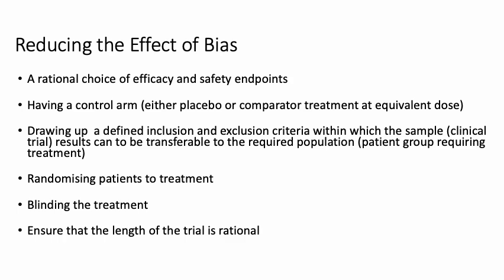An important part of clinical studies is reducing the effect of bias, and that can be done by a rational choice of efficacy and safety endpoints, having a control arm, either placebo control or comparator control, drawing up defined inclusion and exclusion criteria within a sample so that results can be transferred from the required population, the patient group requiring treatment, randomizing patients to treatment so that the decision about whether they should be in the comparator group or in the new treatment group is unbiased, blinding the treatment so the patients are not aware of which treatment they're receiving, and ensuring that the length of the trial is rational.